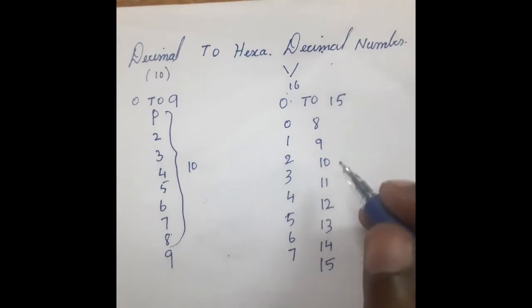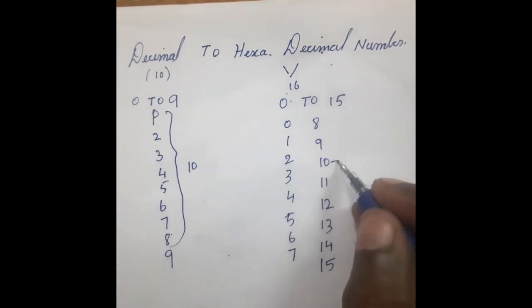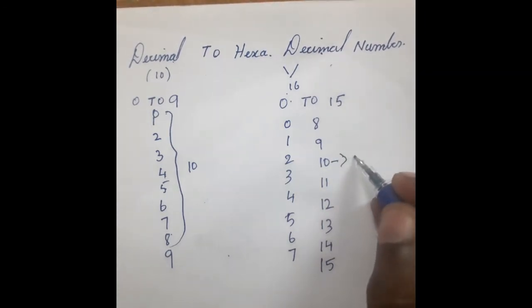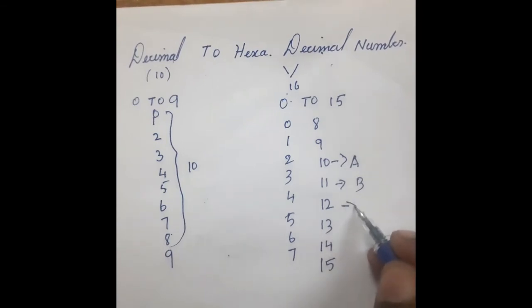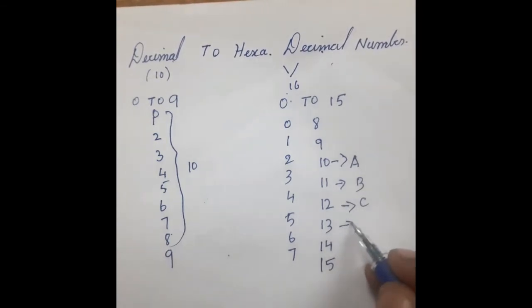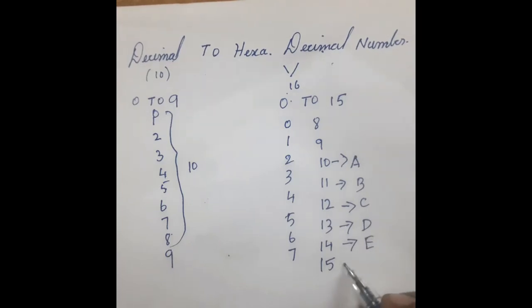In hexadecimal number system, the decimal number 10 is referred to in hexa as A, B, C, D, E and F.